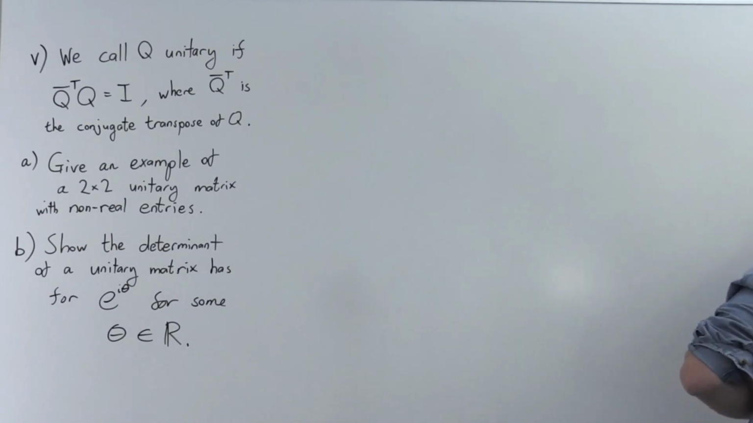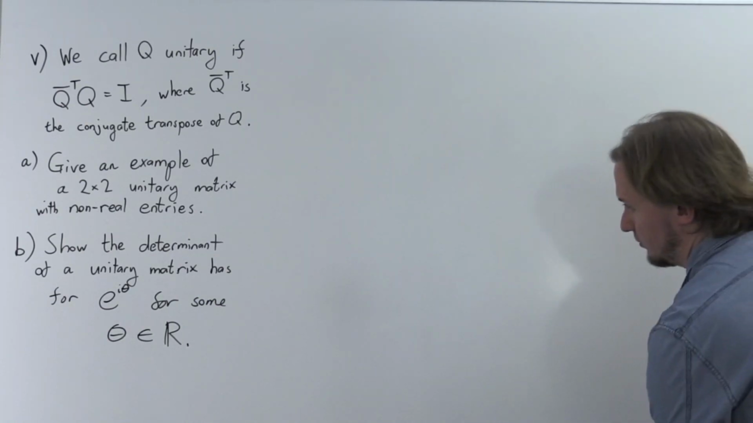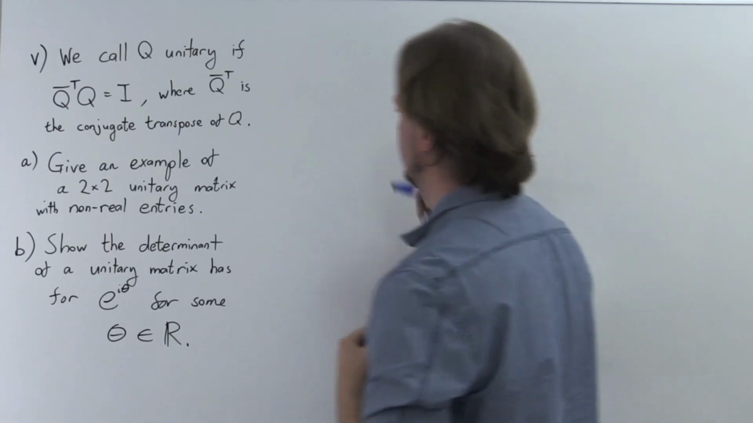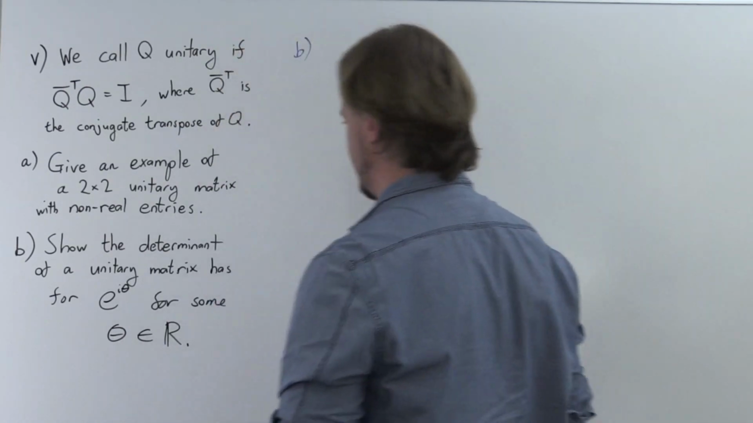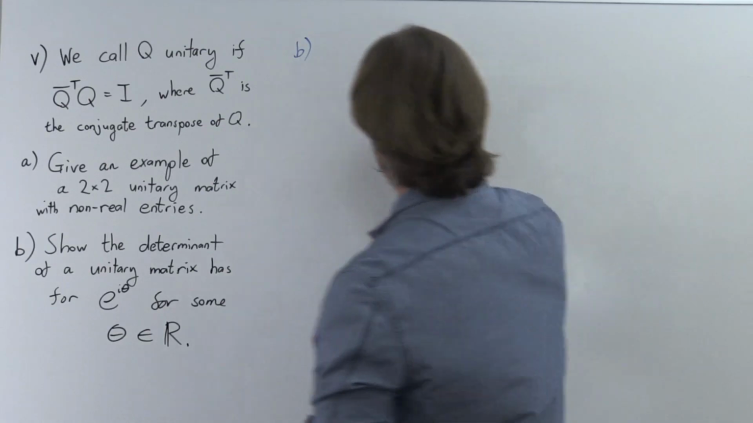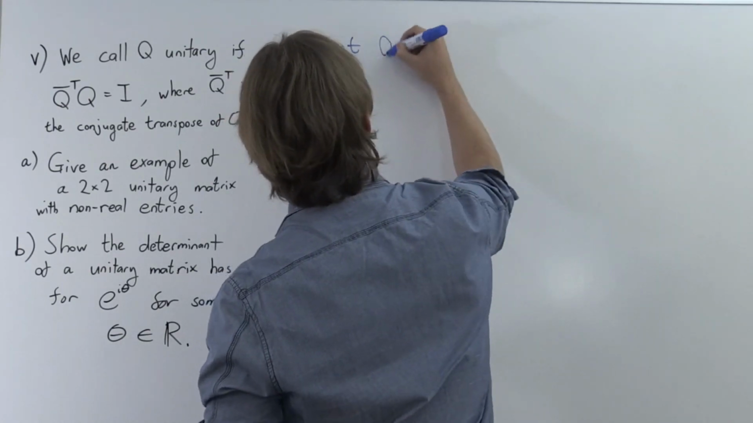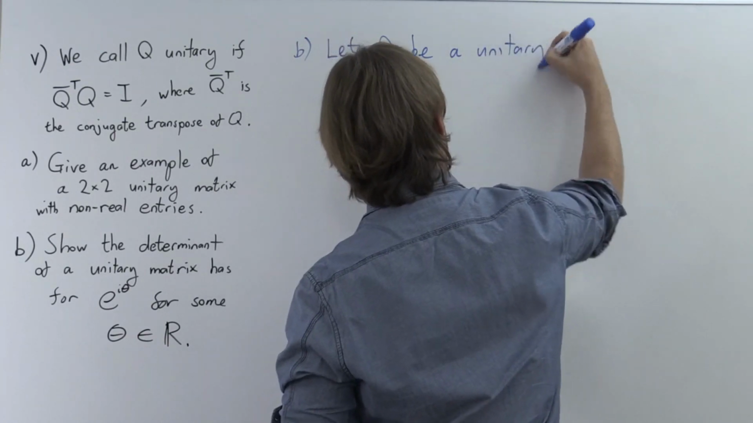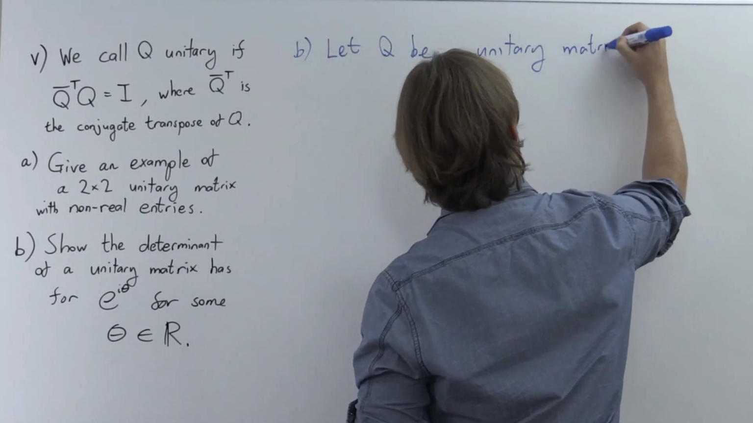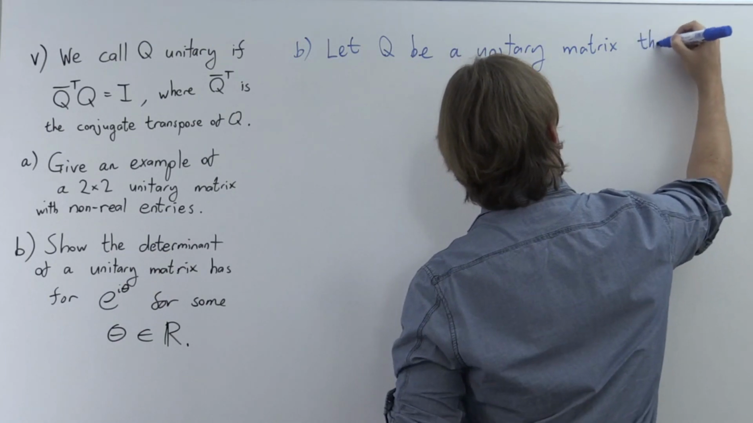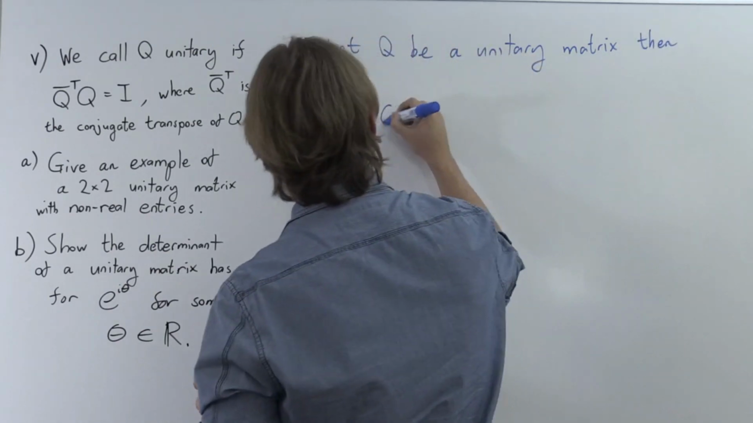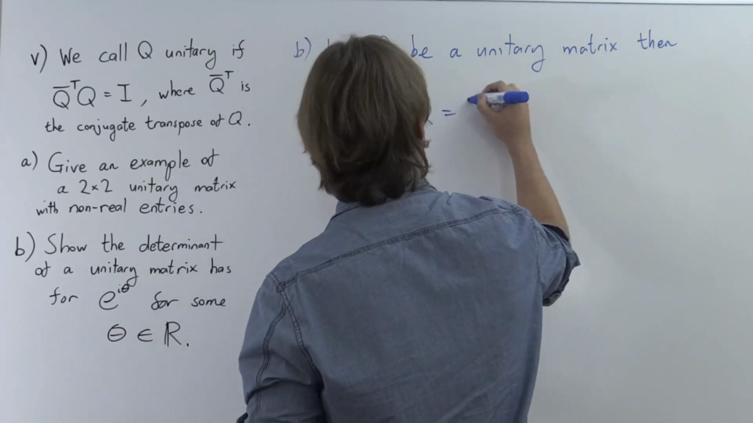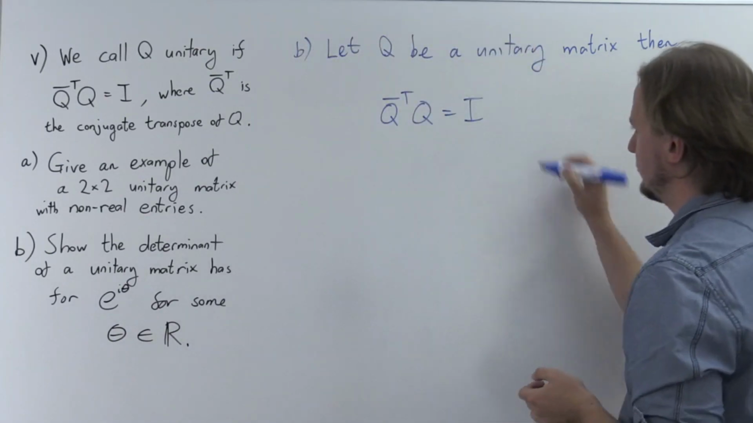This actually feels very similar to the statement you make about orthogonal matrices. You know orthogonal matrices have determinant 1. This is similar. Now I'm actually going to prove it in a similar way. So let Q be a unitary matrix. And the only thing we know about unitary matrices is that the conjugate transpose times Q is the identity.